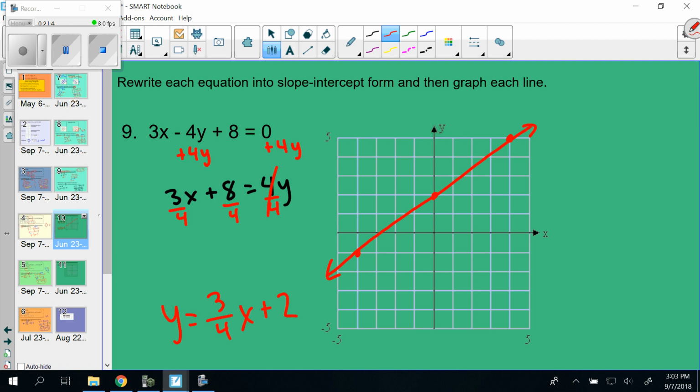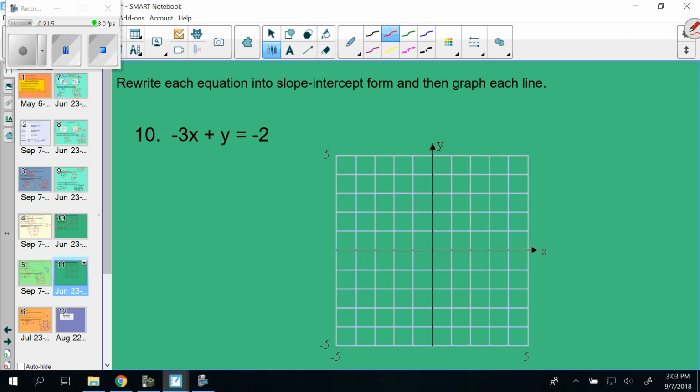All right. Why don't you try this last one on your own and see what you get. All right, let's see what you got on this one. Probably on this one, the easiest way would be to add 3x to both sides to get y by itself. So now we've got y equals 3x minus 2.